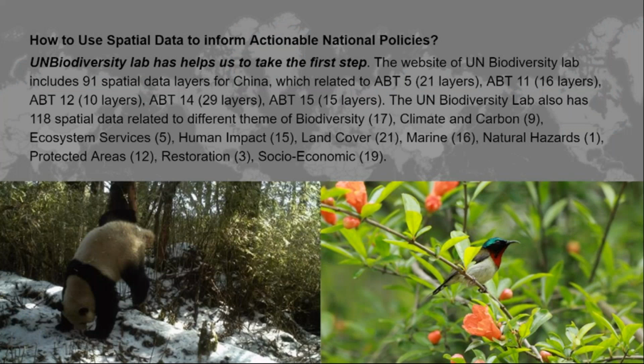There is no doubt that the UN Biodiversity Lab helps us to take the first step. The website of UN Biodiversity Lab includes 91 spatial data for China, which related to targets 5, 11, 12, 14, and 15. In addition, the UN Lab also has 118 spatial data related to 10 important themes, including biodiversity, climate and carbon, ecosystem services, land cover, and so on.